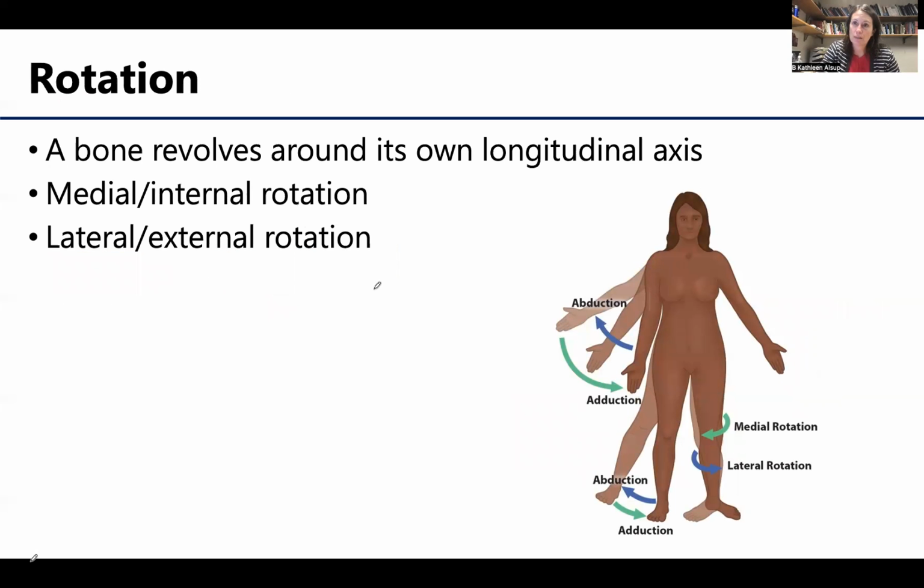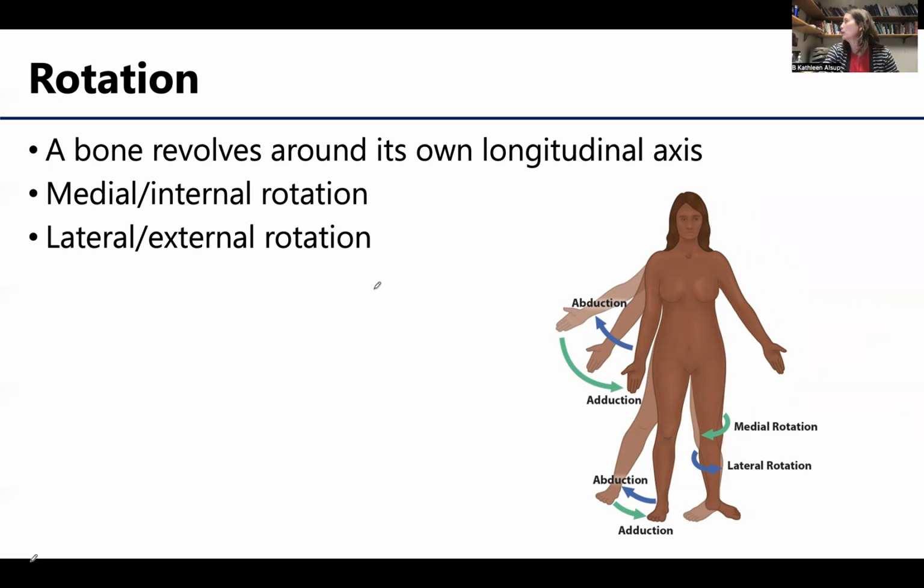Now, rotation is when a bone revolves around its own longitudinal axis. And this one is a little bit more conceptually difficult. So think about pivoting or rotating. One of the ones that kind of comes to mind first for me is the atlanto-occipital joint, or the one that's associated with the head, the atlantoaxial joint as well.